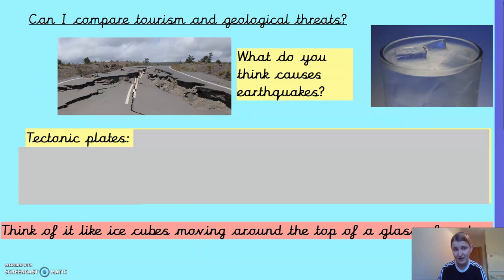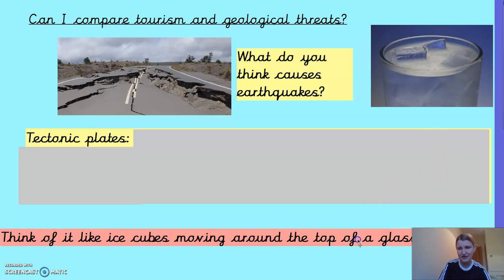Right, now this one, earthquakes. Hopefully you've heard of those before. I'm going to try and explain roughly what an earthquake is. An earthquake is caused by something called tectonic plates. Okay, tectonic plates, it's a nice word to say.